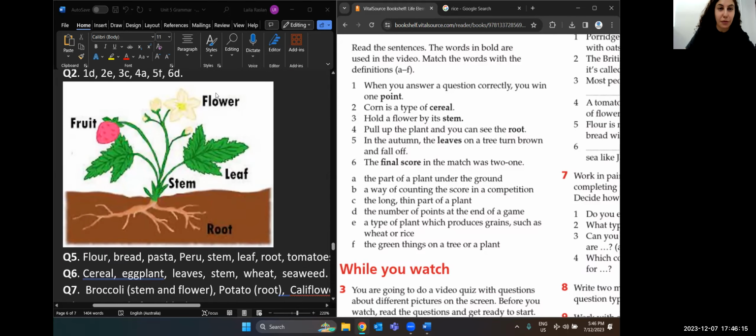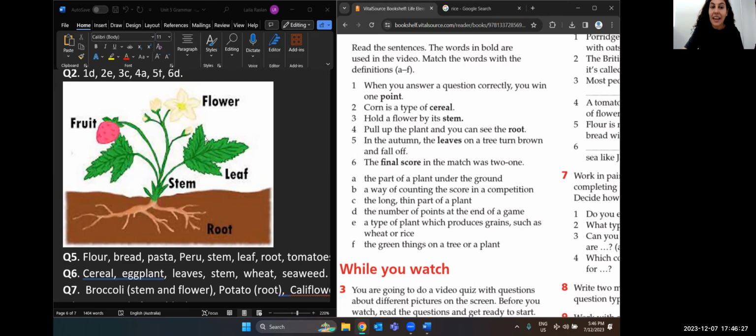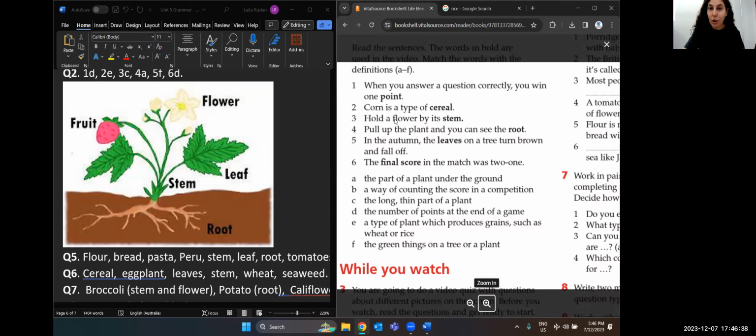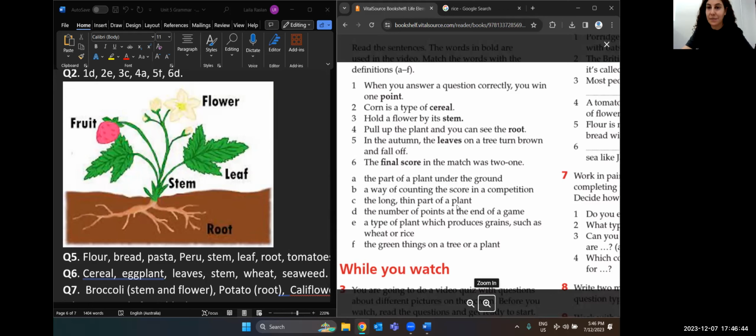So I've got an image here. If we have a flower, let's start with the ground. What's in the ground is called the root. And then it comes up. That's the stem, the long, thin part of the plant. And then you have the leaf, which usually we eat. And then the fruit. So yes, hold a flower by its stem. That means hold it here by the long, thin part of a plant.